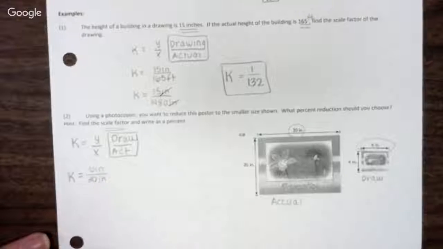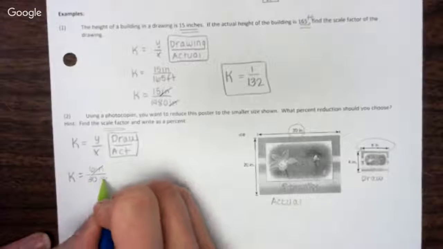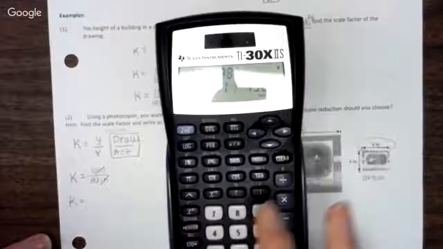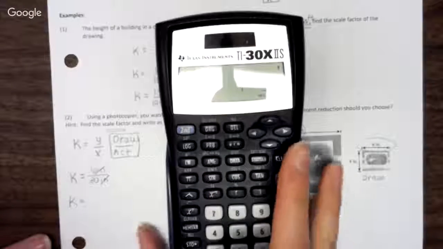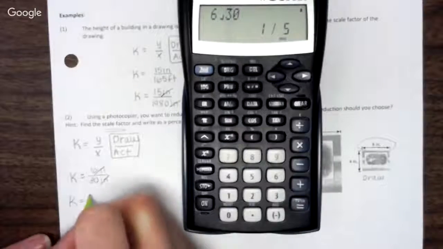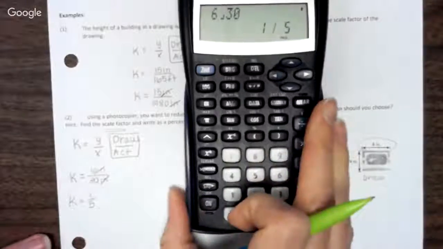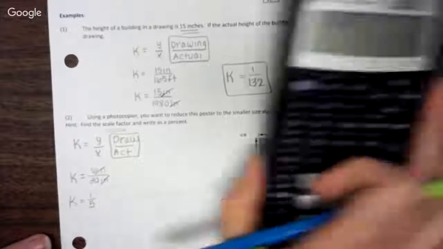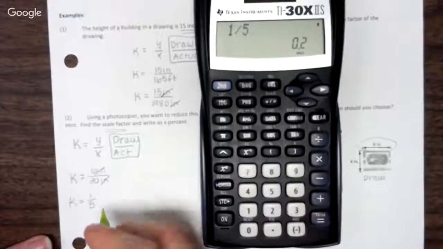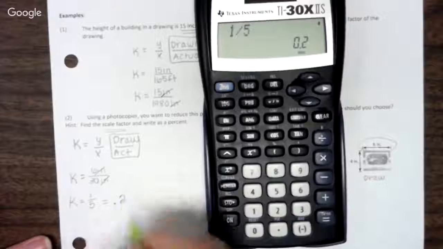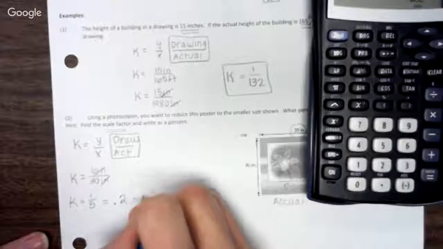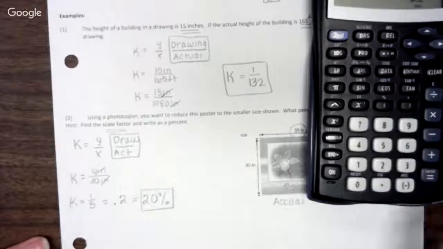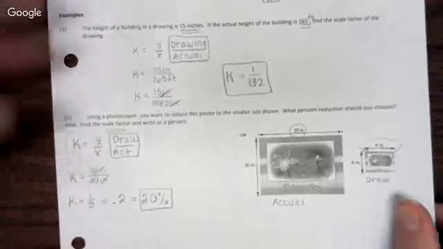Now, they're already both in inches, so we don't have to change the units. So inches cancel out. Now, we're going to reduce 6 over 30. So 6 over 30 is 1/5. So that's my k value, that's our scale factor, but we want to know it as a percent. So I'm going to do 1 divided by 5 is 0.2. And 0.2 is the same thing as 20%. So that's called a scale factor.